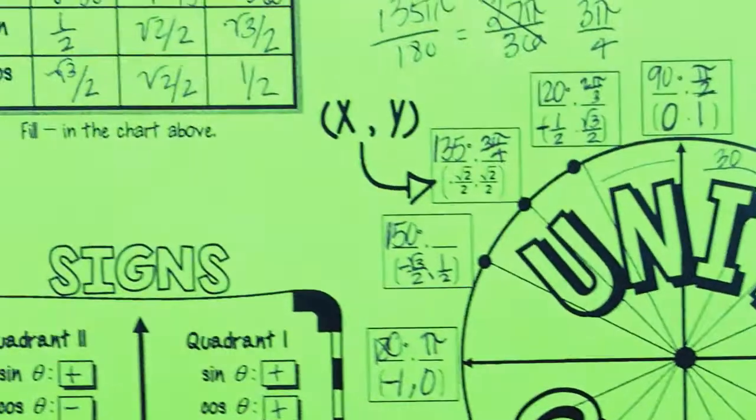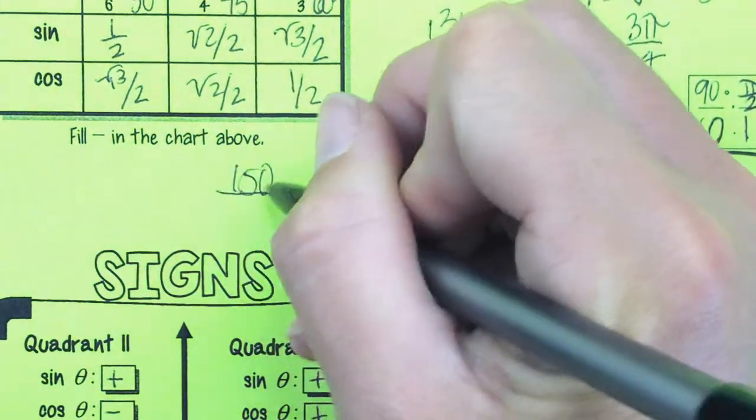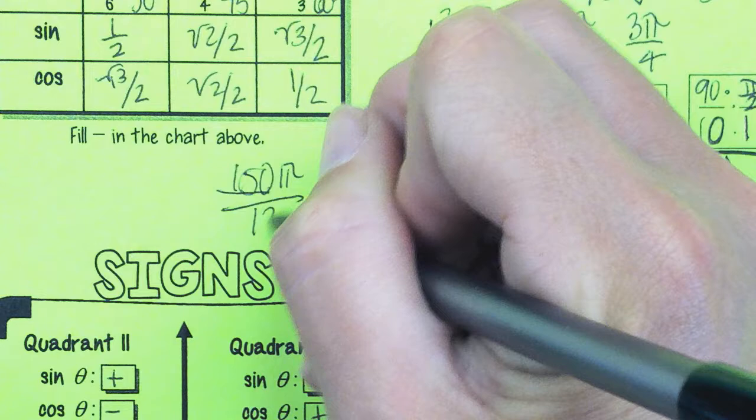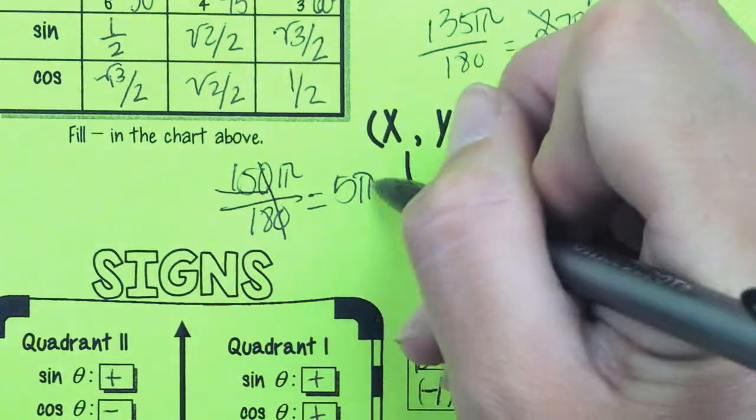Okay, we'll keep going. So 150 over 180. We can cross out the 0. And what do they have in common? So it'd be pi over 6.